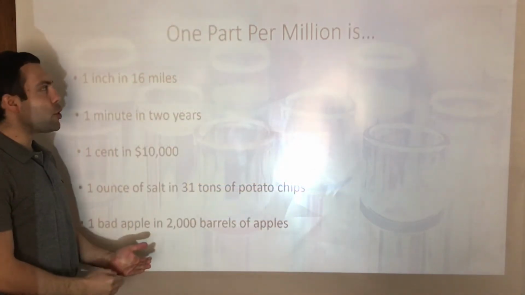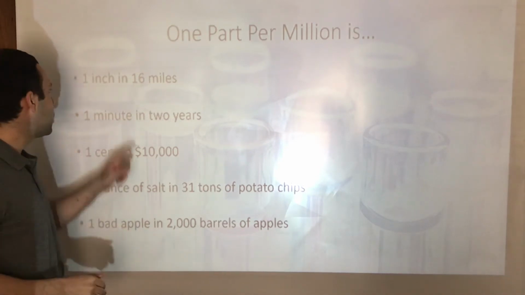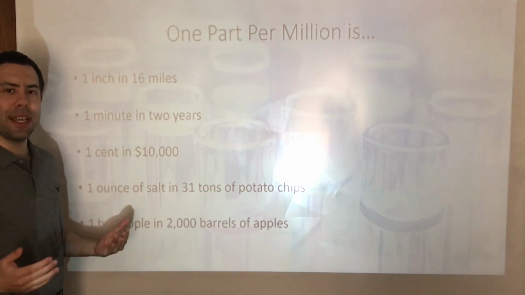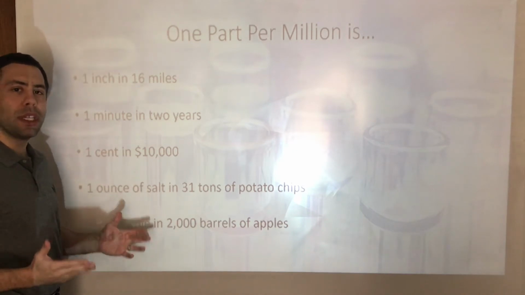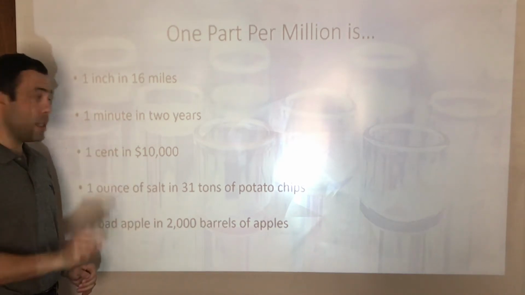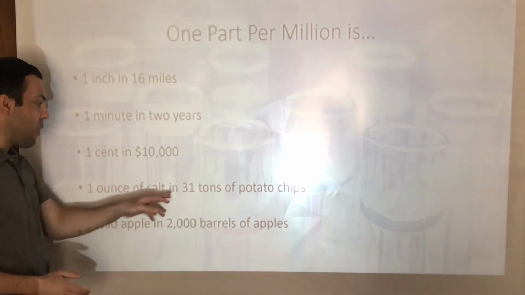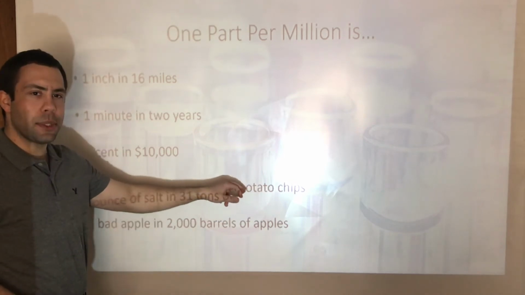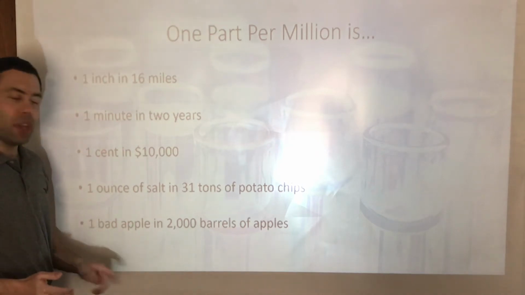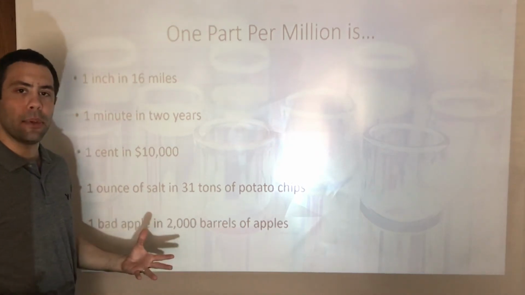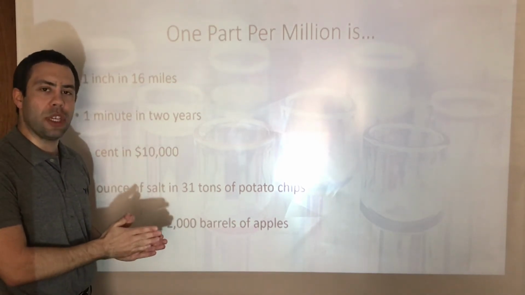If we were to compare parts per million to things we see in our everyday life, 1 part per million would be very similar to 1 inch in 16 miles, or 1 minute, 60 seconds, in 2 years, or 1 penny, 1 cent, in $10,000, 1 ounce of salt in 31 tons of potato chips. And finally, a part per million would be analogous to 1 bad apple in 2,000 barrels of apples. So that kind of gives an idea of how small a part per million actually is.